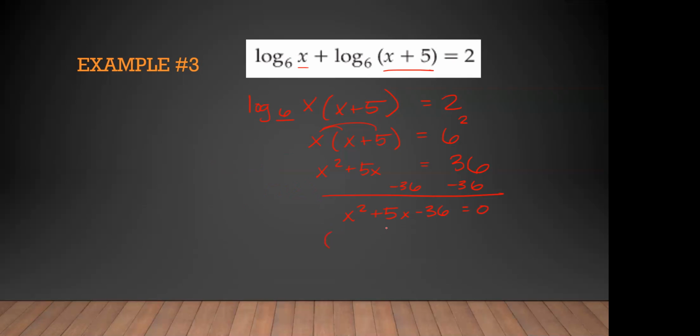So then we can factor this. So what are the multiples of negative 36 that would add up to positive 5? That would be negative 4 and positive 9. So we've got x is equal to 4, or x is equal to negative 9, and we can't take the log of a negative. Okay, so it's going to be x equals 4 only. Okay.